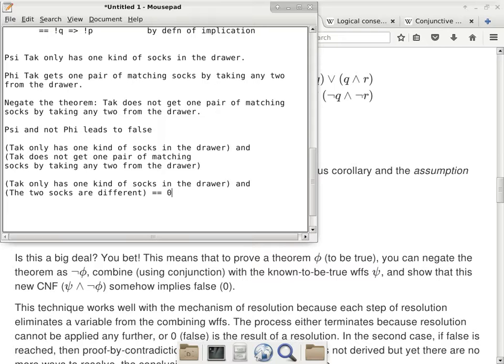We take the rest of each expression, combine those two with an OR. So we end up with what? 0 or 0. Which we also know as what? 0. So that is usually the last step of resolution when you successfully prove a theorem to be true.